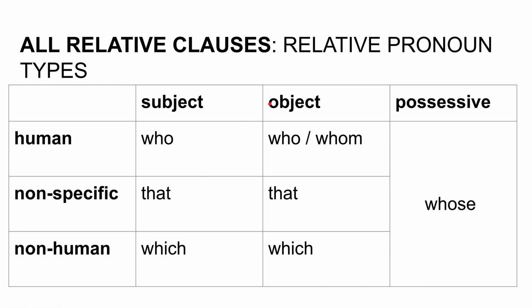For object relative clauses that are human, we use who and whom. If it's not specific, maybe an object or maybe a human, we use that. And for object relative clauses that are referring to animals or things, we use which.